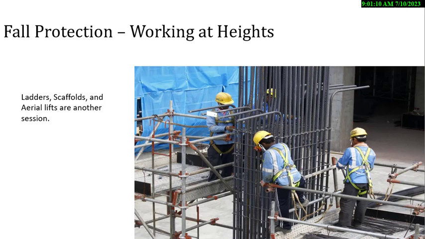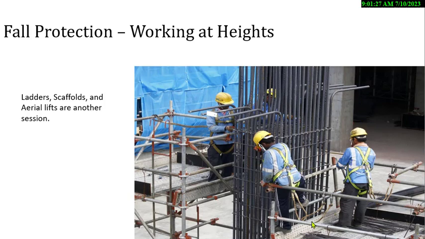And the first thing we got to talk about is, where do we wear our fall protection? Do we wear it in the middle of the back for the D-ring, or do we wear it at the lower waist, or other spots? And hopefully, you would know that it's in the middle of the back.